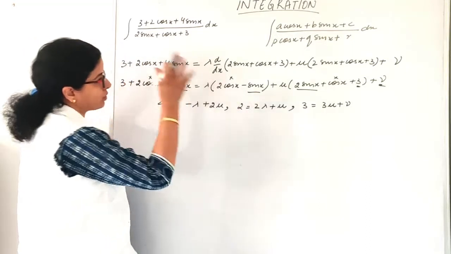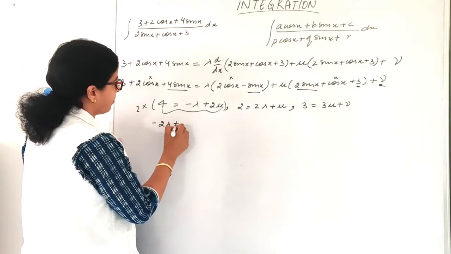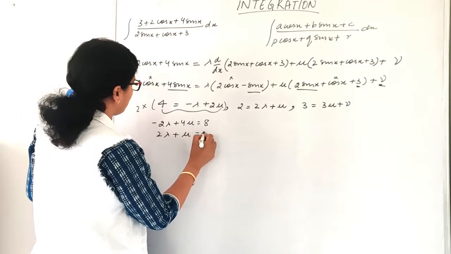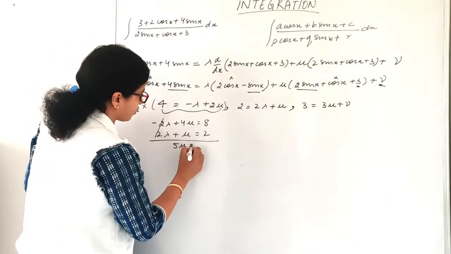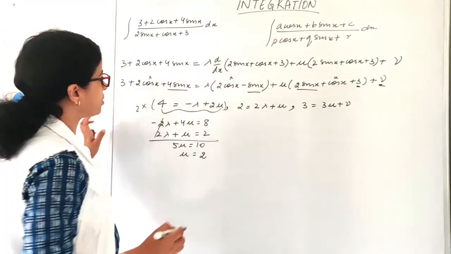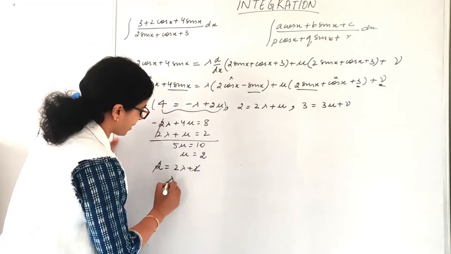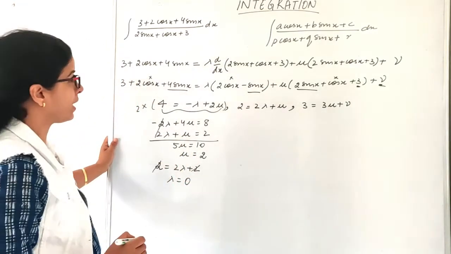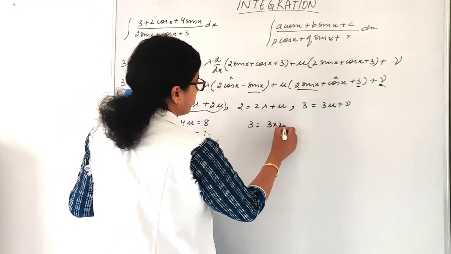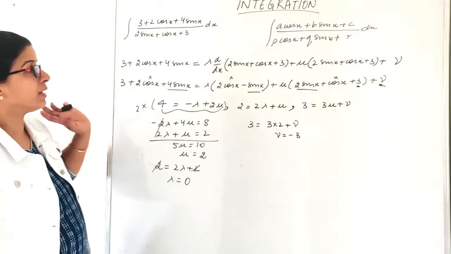Now we will solve first these two equations. Multiply this equation by 2. So minus 2 lambda plus 4 mu equals 8, and 2 lambda plus mu equals 2. I am getting 5 mu equals 10, so mu equals 2. Substitute the value of mu in one of the equations: 2 equals 2 lambda plus 2, so lambda is equal to 0. Now substitute the value of mu in the third equation: 3 is equal to 3 into 2 plus nu, so nu is equal to minus 3. These are the respective values of the constants.